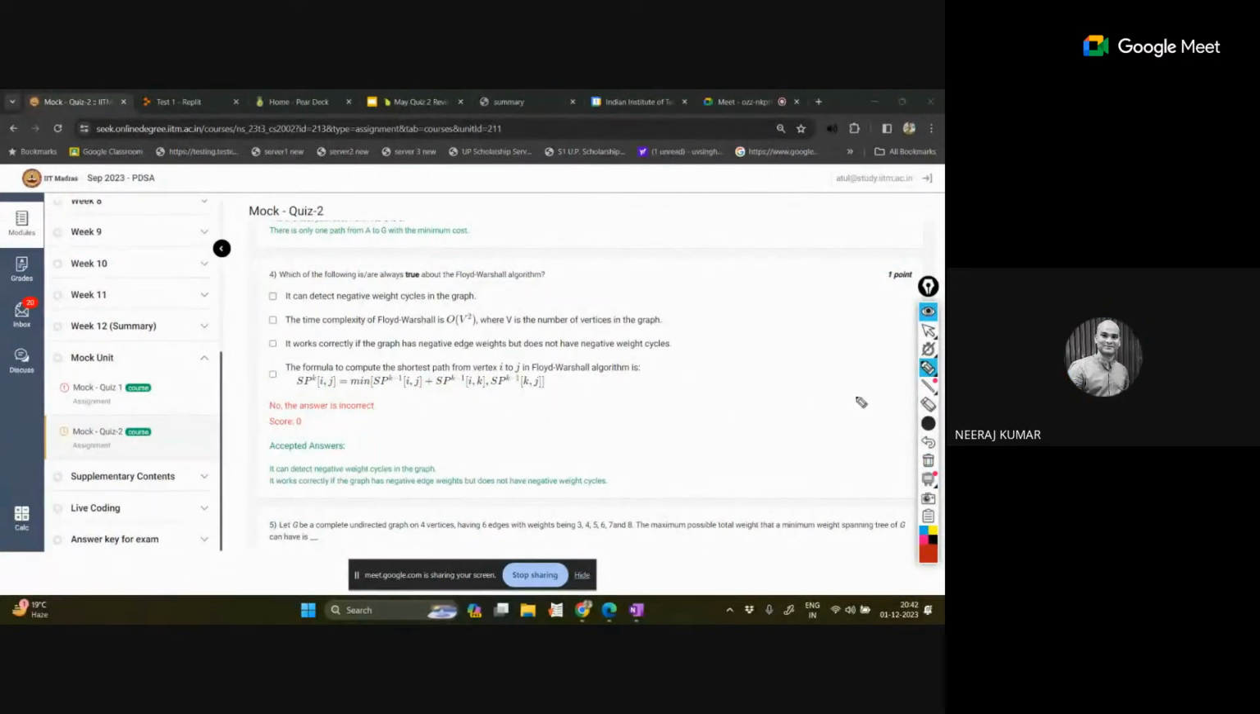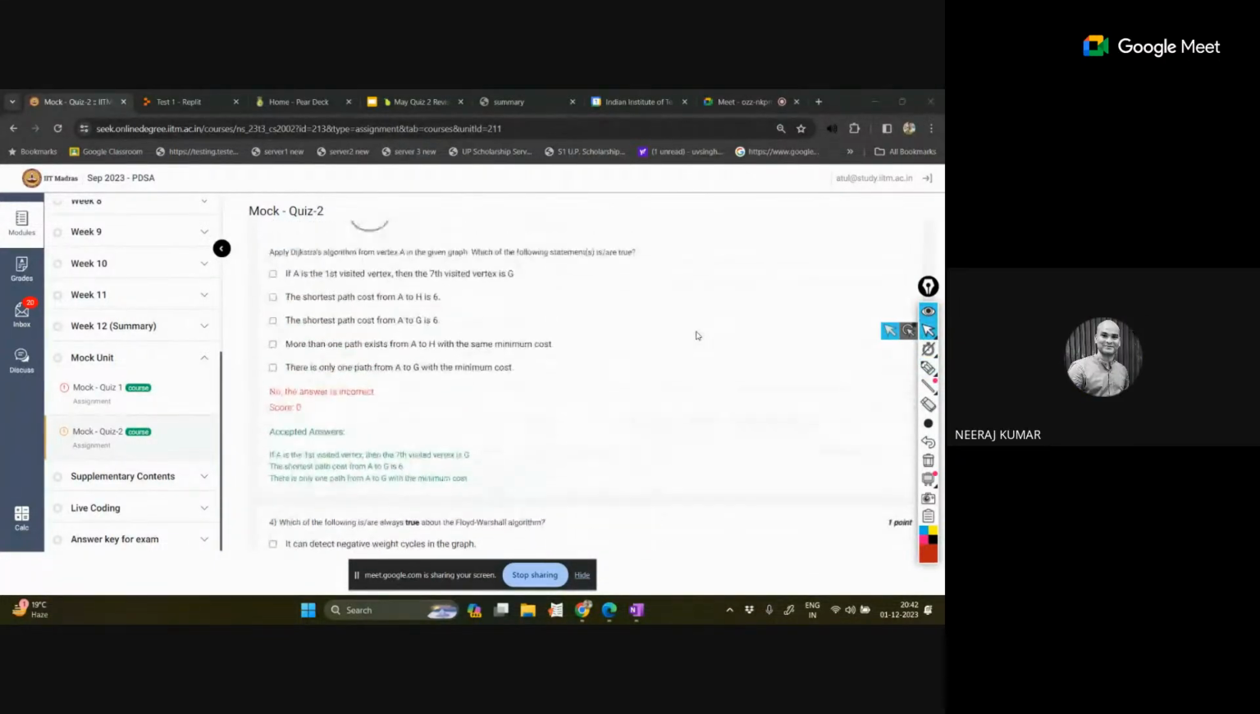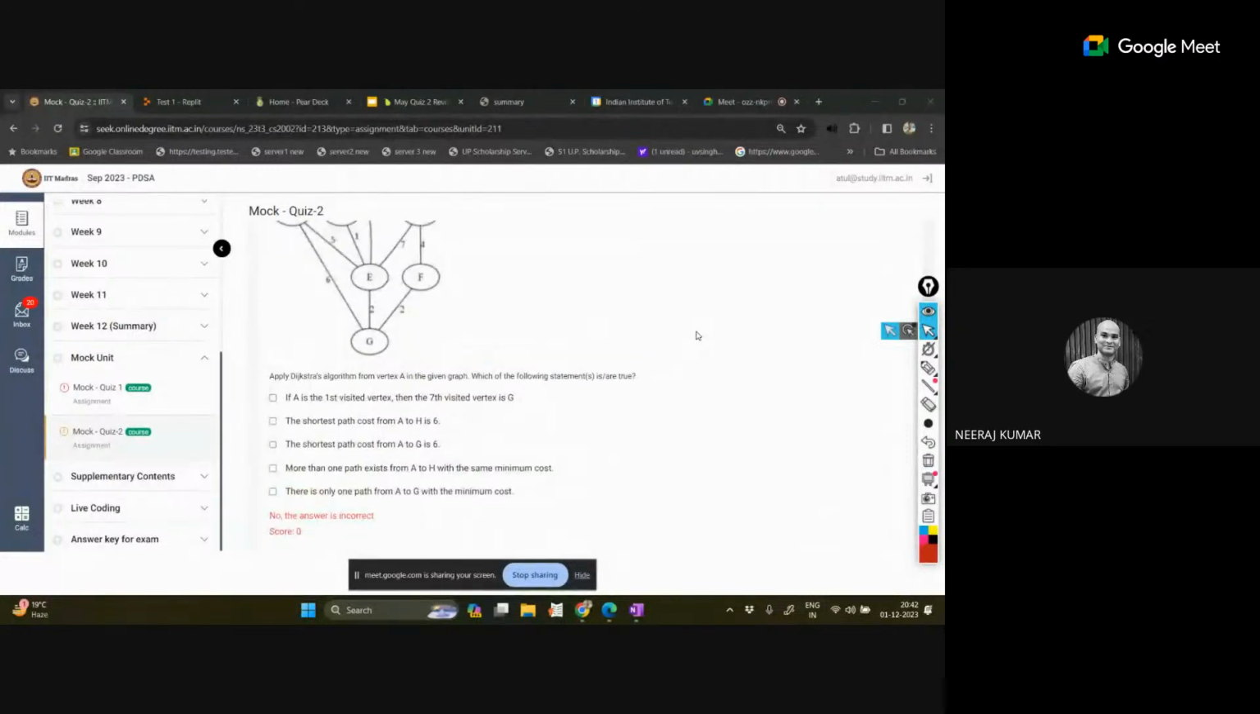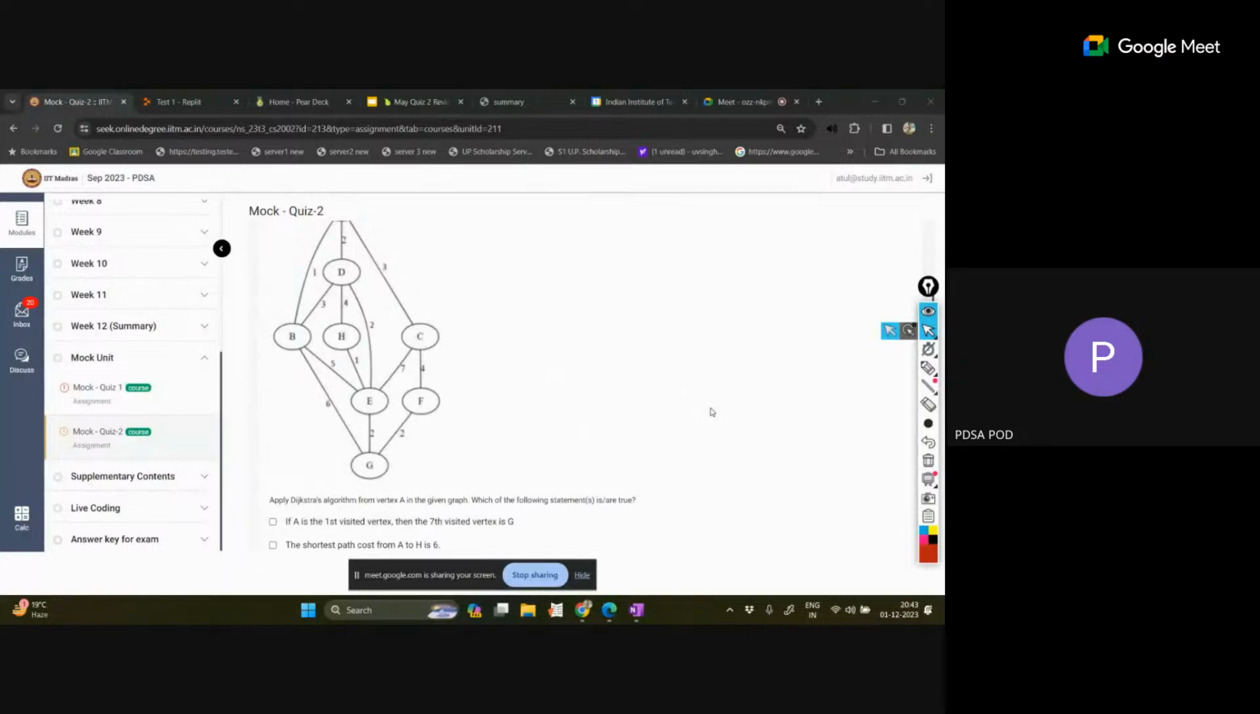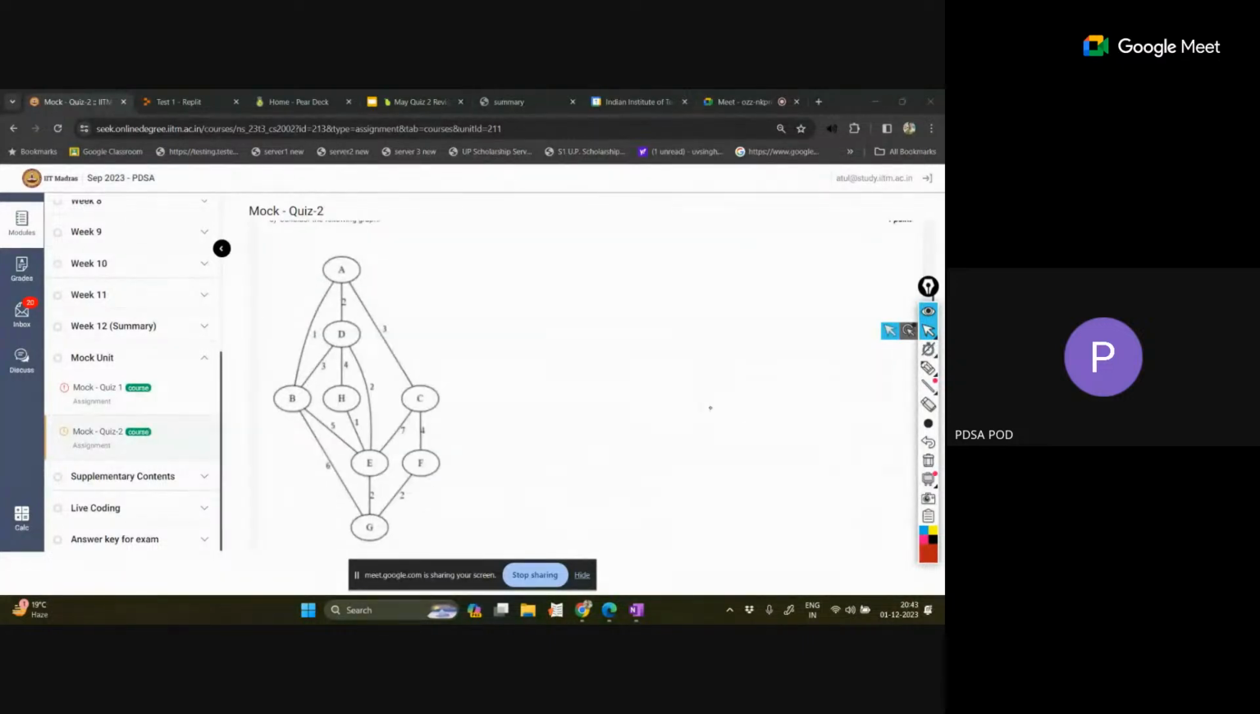Right. Okay. I have a problem in the previous question, the third one. The second option says the shortest path from A to H is 6. So this is true, right? Okay, let me just look quickly. A to H, you are saying this one, from this to this one.